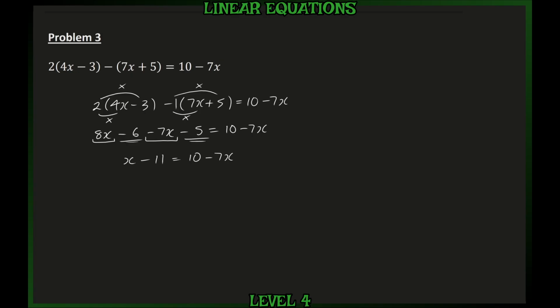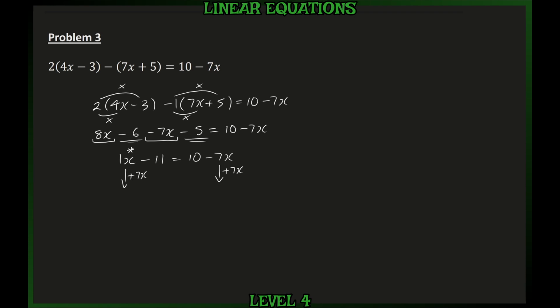Now we have unknowns on both sides, so we're going to keep them on the side where we start with the most, and that's the left-hand side, because we start with 1x, as opposed to the right, where we have minus 7x. So keeping them on the left means we need to remove the minus 7x from the right, and we can do this by adding 7x. And we do exactly the same on the left.